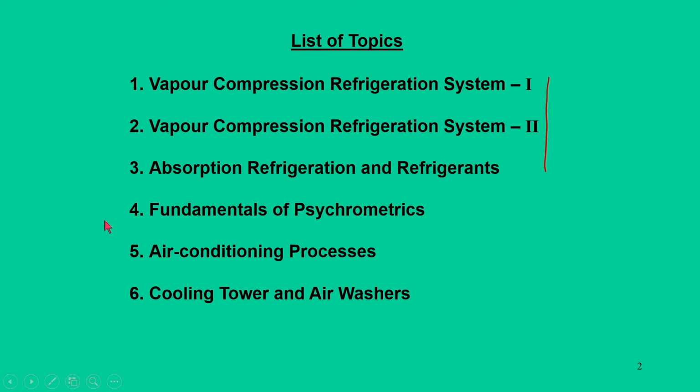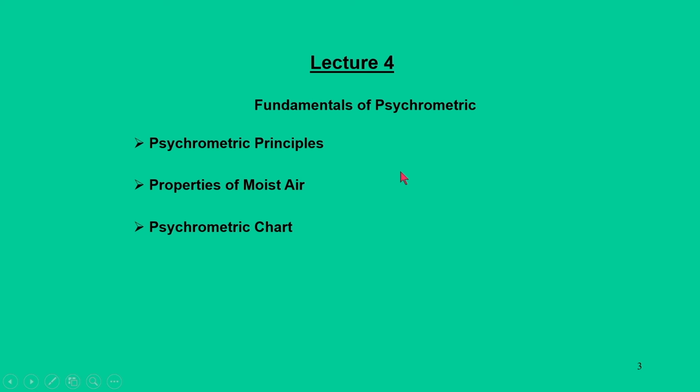So, under this heading we have 3 lectures. Lecture number 4, Fundamentals of Psychrometrics, then 5, Air conditioning processes, 6, Cooling tower and air washers. Now, we are in lecture number 4, that is Fundamentals of Psychrometrics. Under this lecture, we will be addressing the following topics: what are the psychrometric principles, why you are going to study psychrometrics, and different properties of moist air.